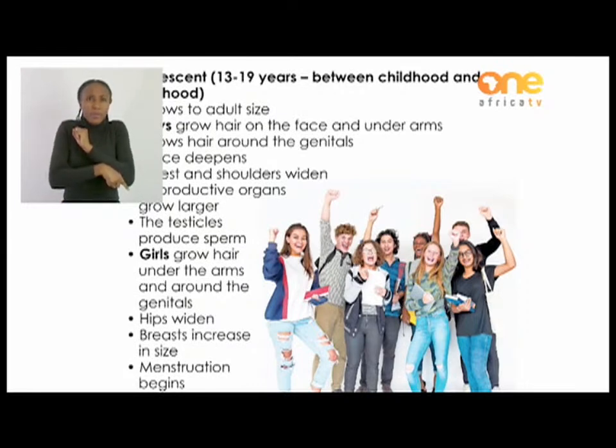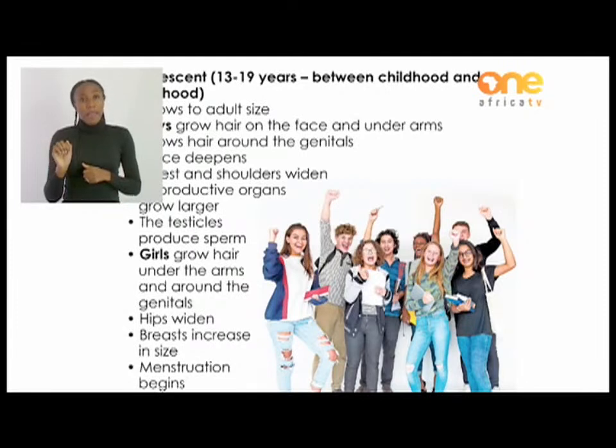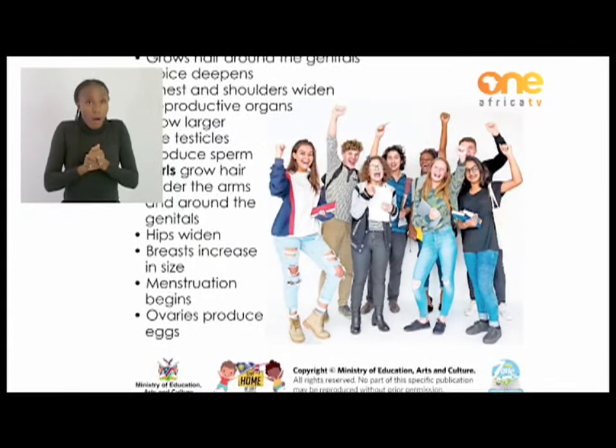Their voices deepen. Their voices become deeper. My voice was not like this when I was a boy. But when I became a teenager, I got this voice. The chest and the shoulders widen. You realize that the shoulders of the boys become broader. It moves out of the neck. The reproductive organs grow larger. It means their genital parts become bigger. The boys' testicles start to produce sperm. It means they are at the stage of making babies.